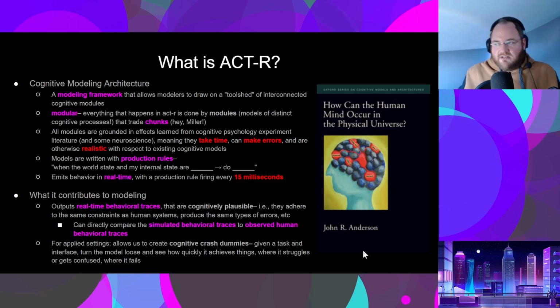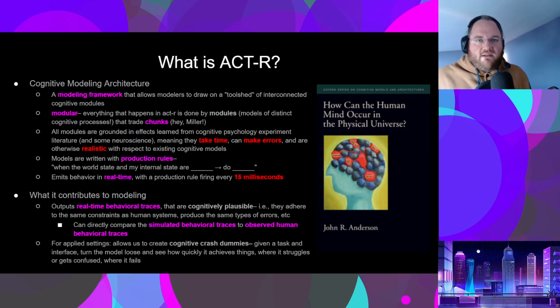And even more so, not just in terms of the science of trying to match human performance, in applied settings, this allows us to make what I have taken to calling cognitive crash dummies, right? These are tools that we give a task and an interface, and we turn the model loose and say, see how quickly it achieves things. Where does it struggle or get confused, like in the Tetris video? Where does it fail, right? Where does it make errors, and why does it make those errors? It's a very useful piece of tech especially in human interface and user interface design type stuff.